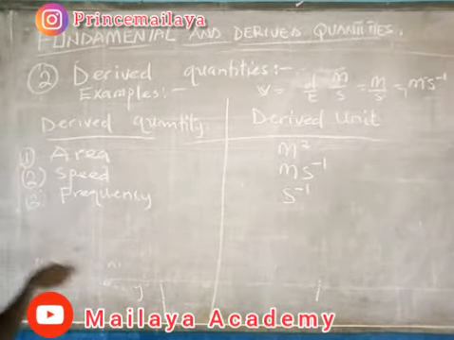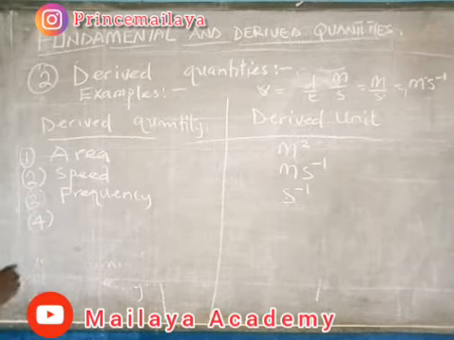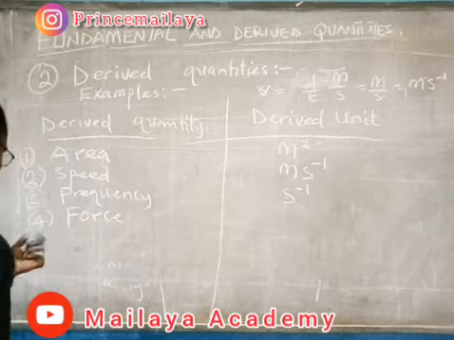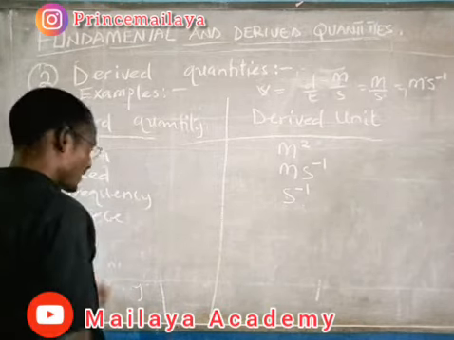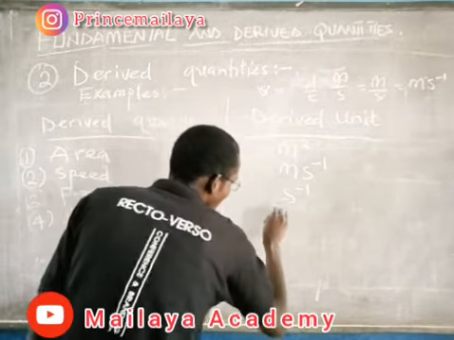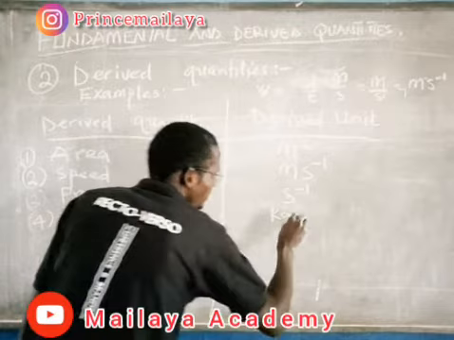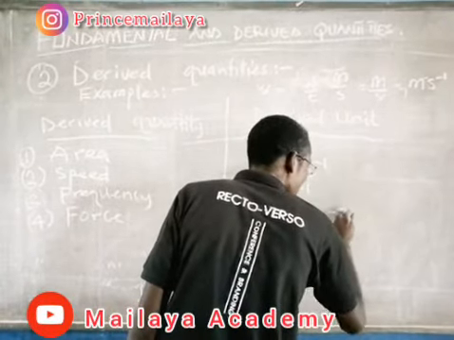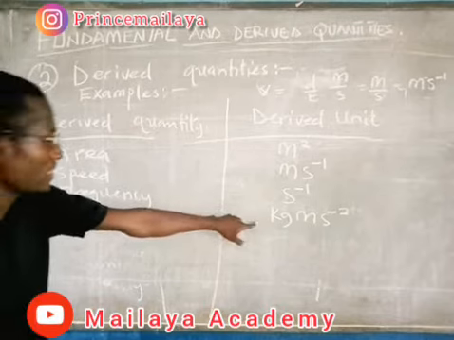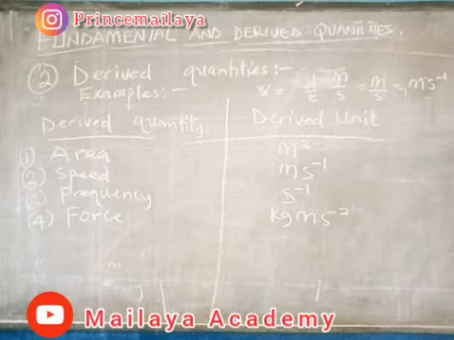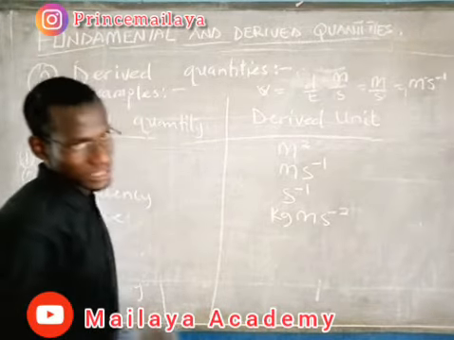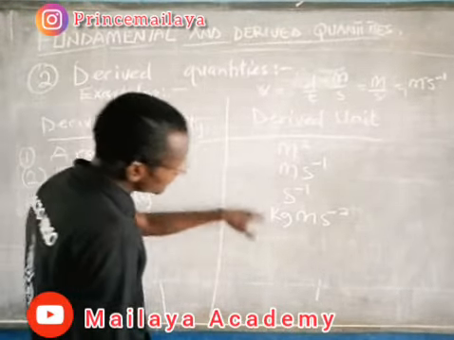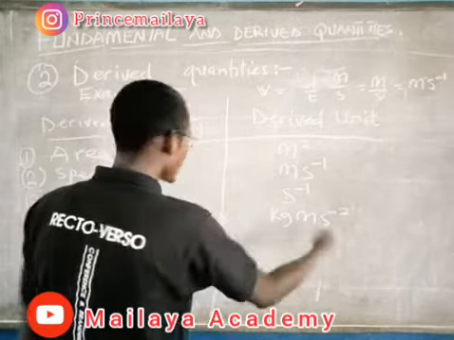The fourth example of derived quantity is going to be force. Its derived unit is kilogram meter per second square. This is the derived unit of force. Mark you, I will always repeat it. This is not SI unit, but the derived unit. It is through this that we can obtain the SI unit.